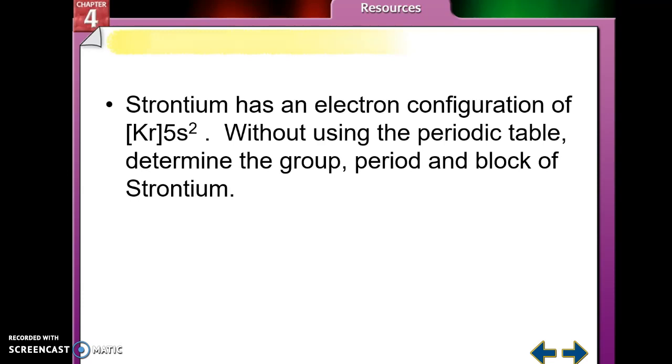So let's think about strontium right here. It has an electron configuration of Kr 5s2. Looking at just that, what is the group, period, and block? So remember, the group on the periodic table is the column it's in. The period is the row, and the block is just s, p, d, or f. So when I look at this right here, the 5 tells me the period it is in.